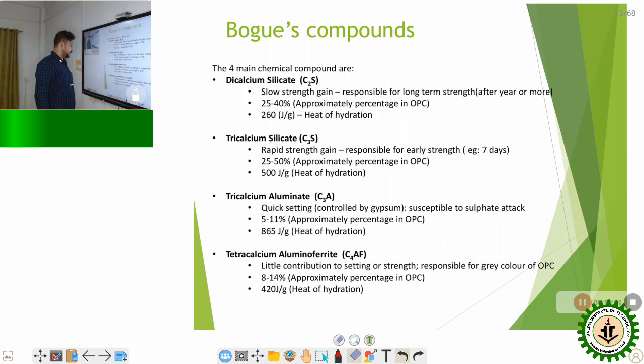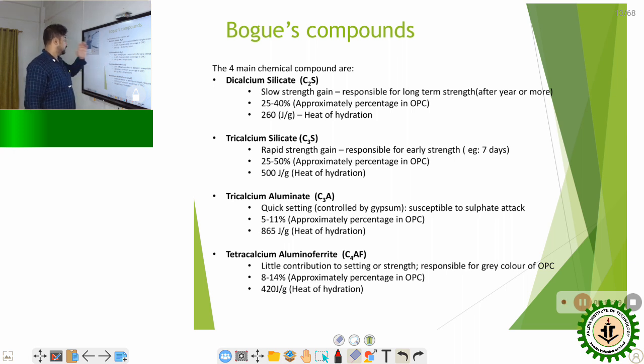Tetracalcium aluminoferrite makes little contribution to setting or strength, and is responsible for the gray color of OPC, approximately 8 to 14% in OPC, with 420 joule per gram heat of hydration. This is the heat of hydration, 420 joule per gram. This is the heat, 60 joule per gram. For tricalcium silicate 500 joule per gram, and 260 joule per gram.